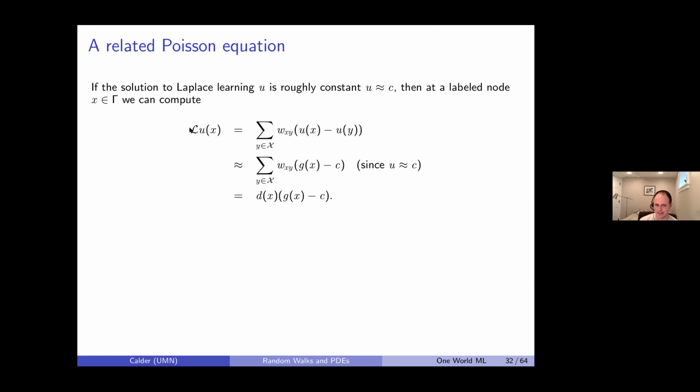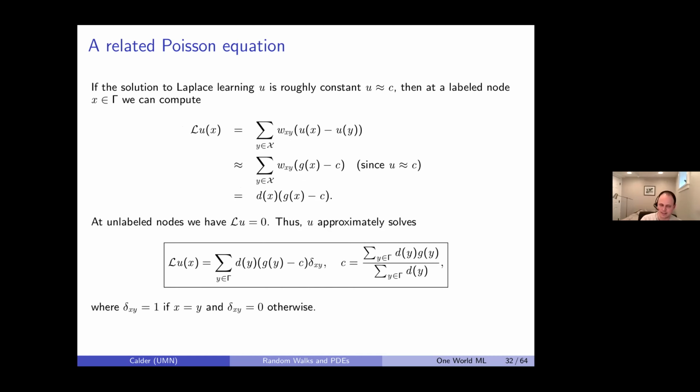And I get exactly an approximation, at least, for the Laplacian of u at a labeled node. So now I know the Laplacian at labeled and unlabeled nodes. It's 0 at the unlabeled nodes. And so I essentially get that this spiky function that we were looking at before approximately solves a Poisson equation on the graph, where I stick point sources and sinks at the labeled nodes. And I solve a Poisson equation where I've dropped the hard constraints that I used to have at those labeled nodes.